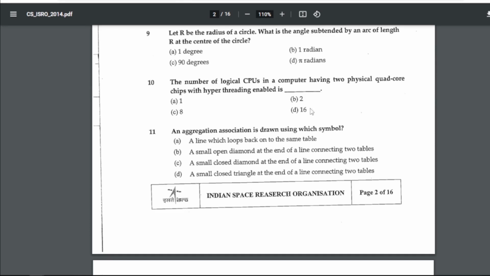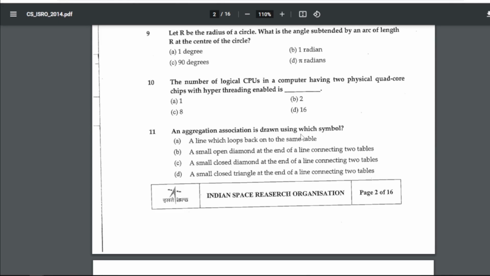But one important thing is that a multi-core processor is a single piece of hardware. So it is one processor that provides several cores that can work concurrently. So for this, the answer will be D.